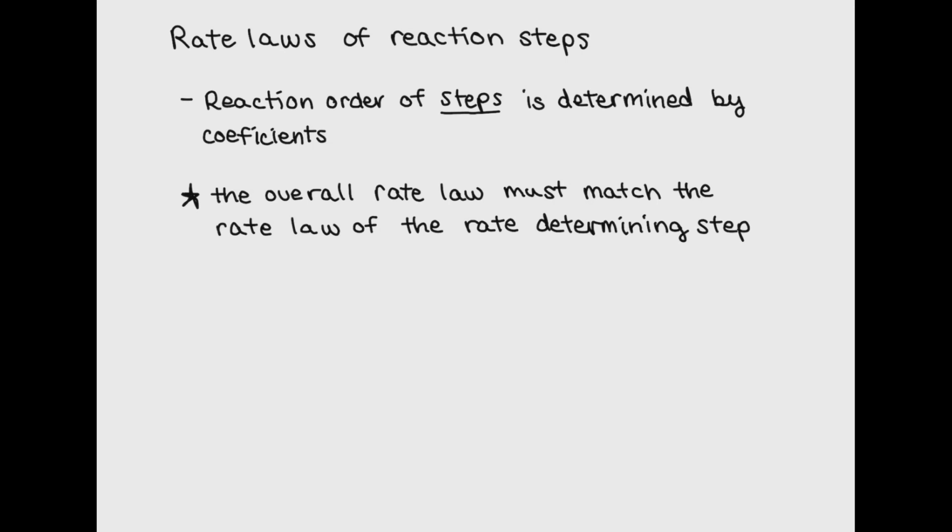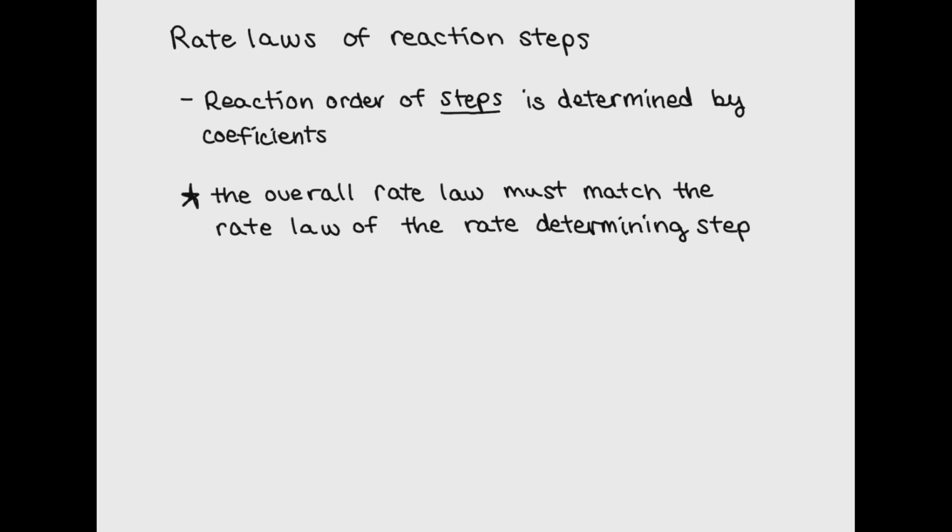Alright, there are a couple of important things I want to note here. In an elementary step, the reaction order in the rate law of that elementary step is determined by coefficients. When we're writing the rate law for the overall reaction, we cannot use coefficients to write the reaction orders. And because the overall rate of the reaction is determined by the slowest step, the rate law for the slowest step is the same as the rate law for the overall reaction.